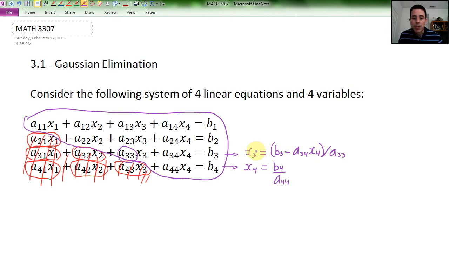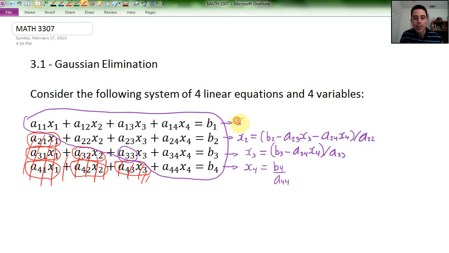Now we can find x3, because at this point we already know what x4 is from this equation down here. Once we have x4 and x3, we can easily solve for x2 here. Right, solving for x2, move these 2 terms to the other side. So that would be b2 minus a23 x3 minus a24 x4, and divide by a22.